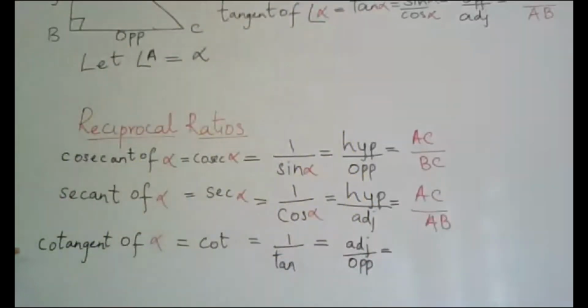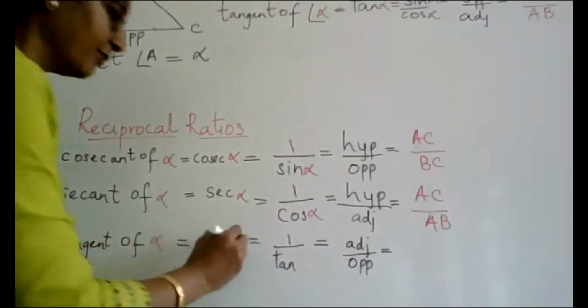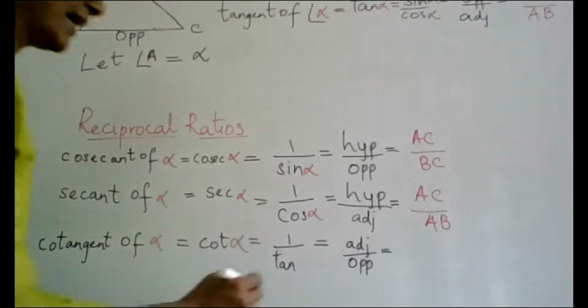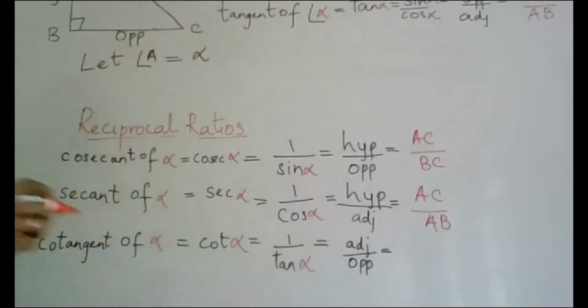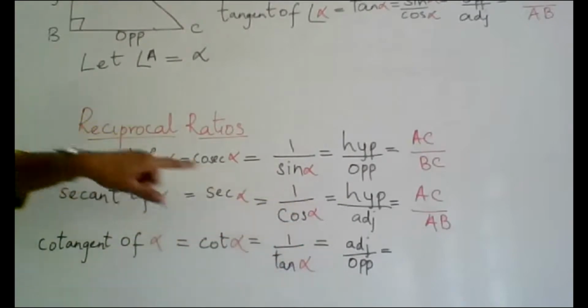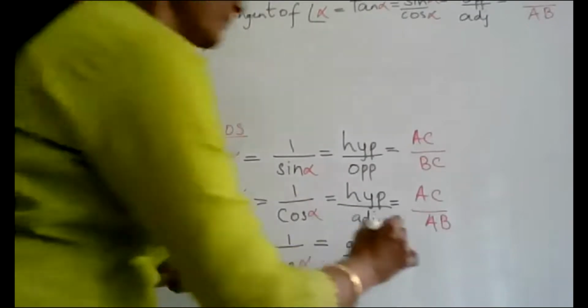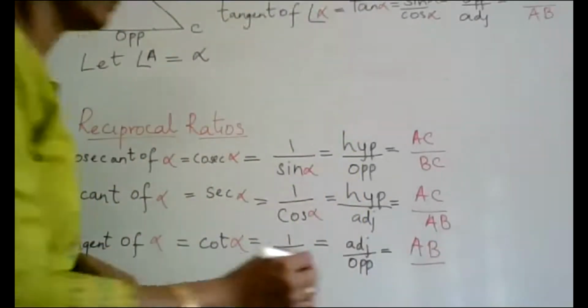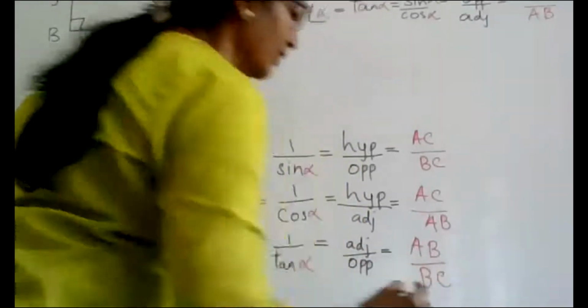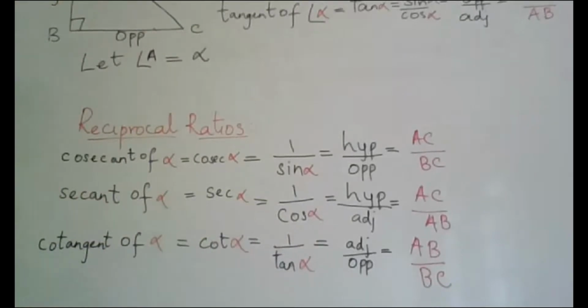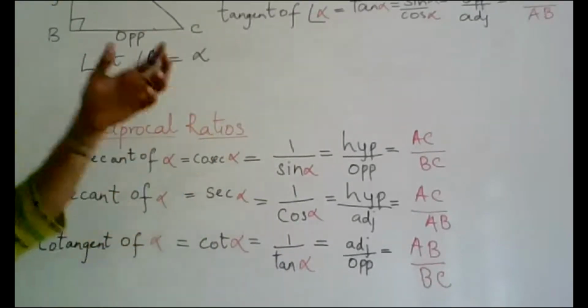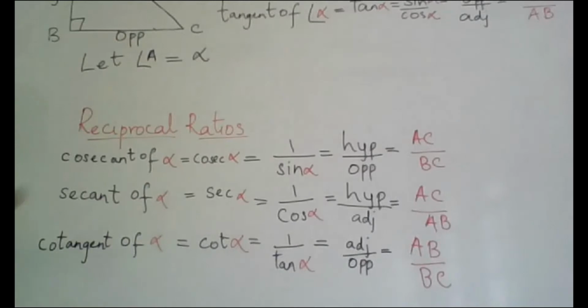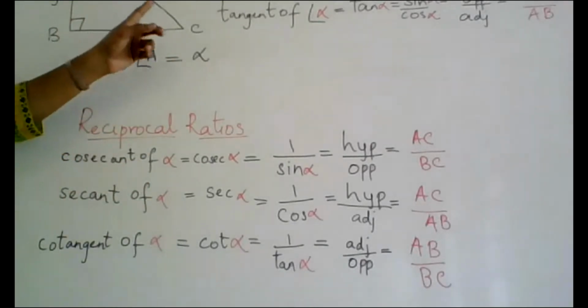And the last ratio is cotangent or cot of alpha is 1 by tan alpha, which should be equal to adjacent by opposite. My adjacent is AB and my opposite is BC. So I got all the 6 ratios. You can compare these 6 ratios with the 6 ratios that you wrote originally for angle C or angle theta.